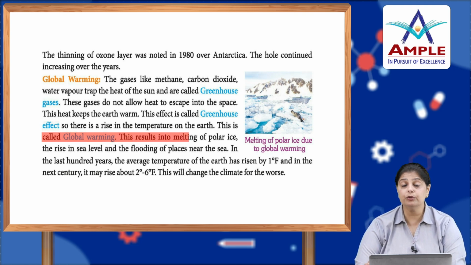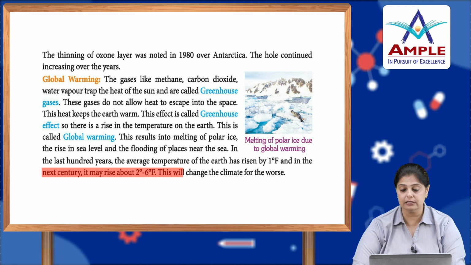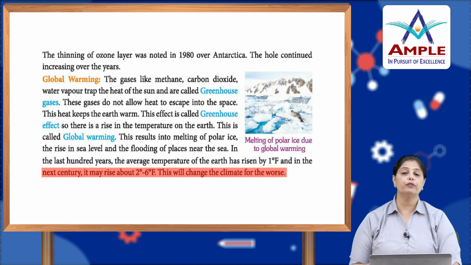This results in the melting of polar ice, the rise in sea level, and the flooding of places near the sea. In the last 100 years, the average temperature of the earth has risen by 1 degree Fahrenheit, and in the next century it may rise about 2 to 6 degrees Fahrenheit. This will change the climate for the worse.